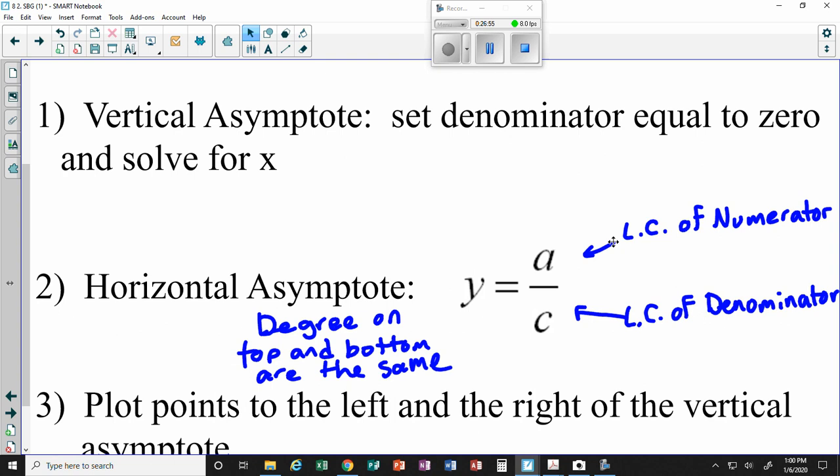So it's the ratio of the leading coefficients that is the horizontal asymptote. All right, and then the third step, you do the same thing. You take your vertical asymptote, put it in the middle, pick a couple points to the left, a couple points to the right. Everything else is the same. The only difference is how we find our horizontal asymptote. So that's the difference between the two forms.